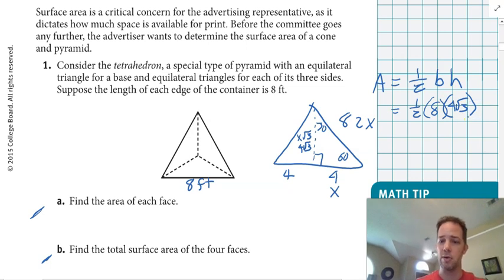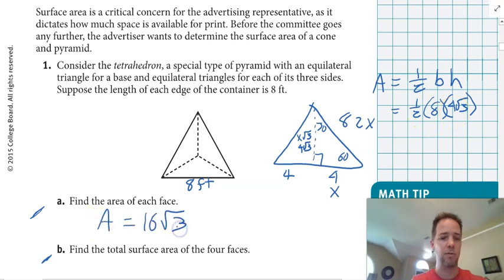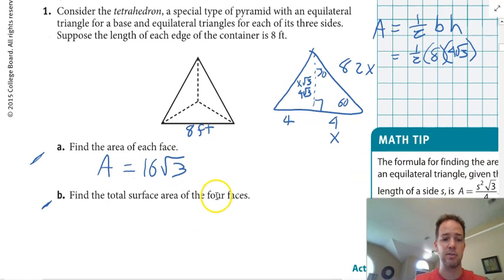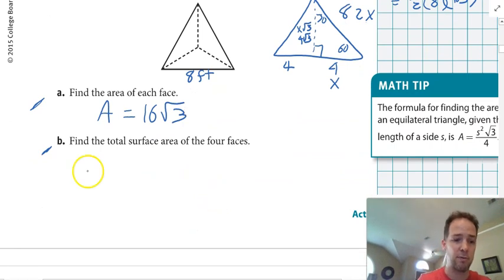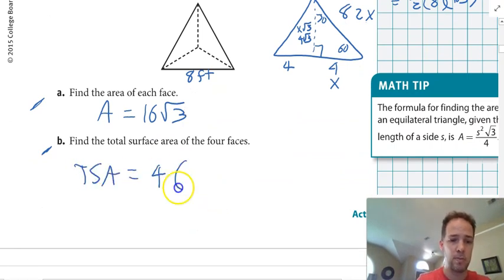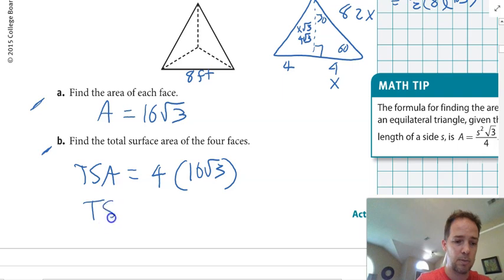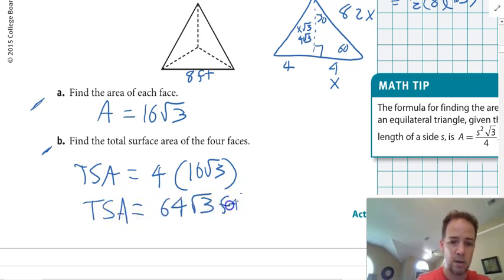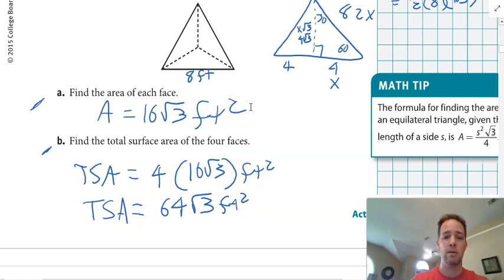Okay, so 1/2 of 8 is 4. 4 times 4 root 3 is 16 root 3 for each face. Okay, from there, the next question says find the total surface area. So since there's 4 faces, I just multiply it by 4. And looks like we get 64 root 3. So I'm using total surface. Okay, so far so good.